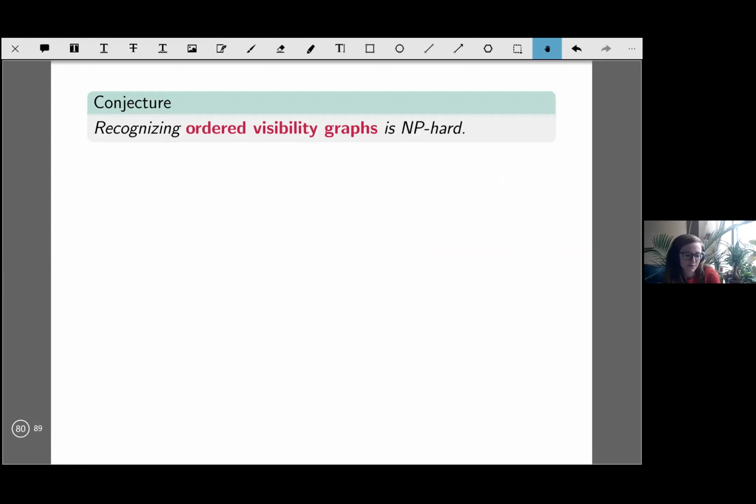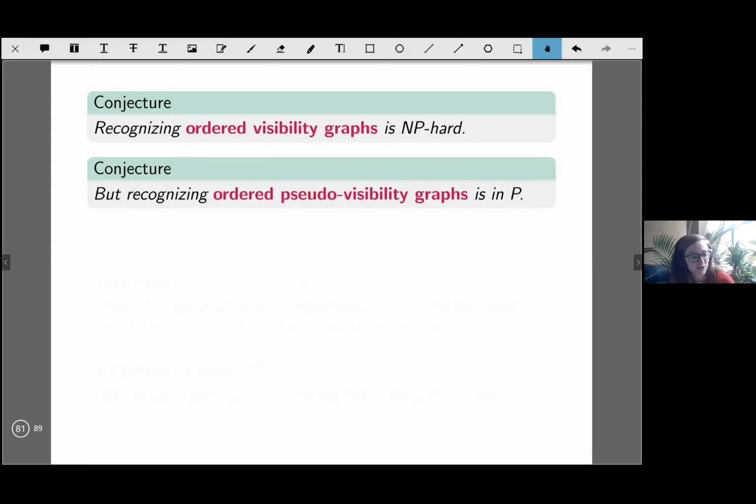Okay, so I want to go over the conjectures that we have, just a summary. The first one is this really old problem of determining the complexity of recognizing ordered visibility graphs. I'd really like it if people from this audience could work on this question, because it's a really old problem, but most people have been trying to show that it is in polynomial time. I think it'd be interesting to really try and show that it's NP-hard instead. And then the other conjecture would be that recognizing ordered pseudo-visibility graphs can be done in polynomial time.